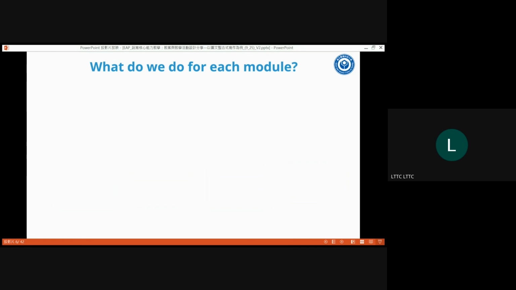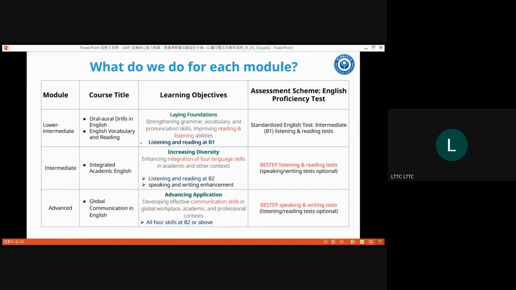Now you may be wondering what exactly we do for each module, and what does each module look like? The following table shows you some details of what we do for each module. The first module is an intermediate module. We do have some required courses. They are oral drills in English and English vocabulary and reading.